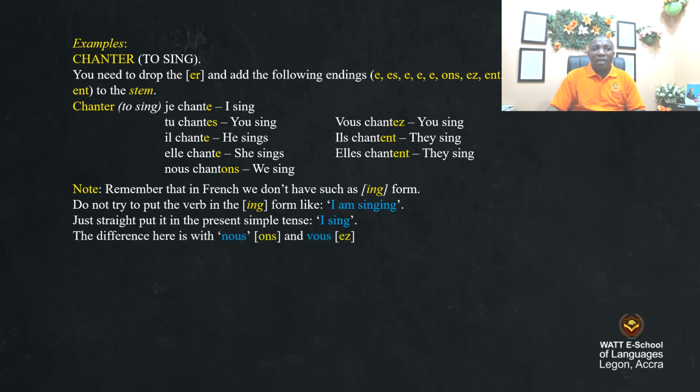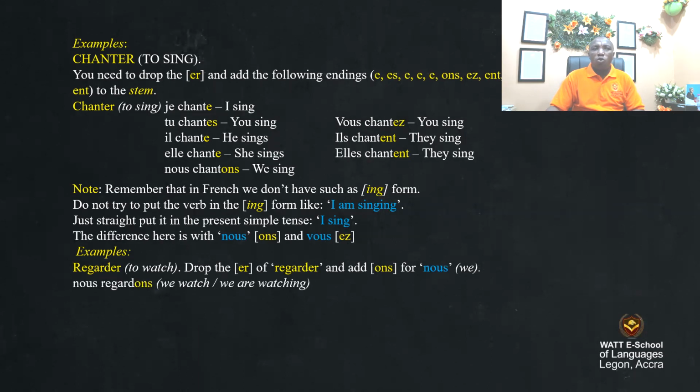The difference here is with nous, where we have the sound on, and vous, the sound é. Examples: regarder, to watch. Drop the ER of regarder and add ons for nous, that is we. We say, nous regardons, we watch, or we are watching.